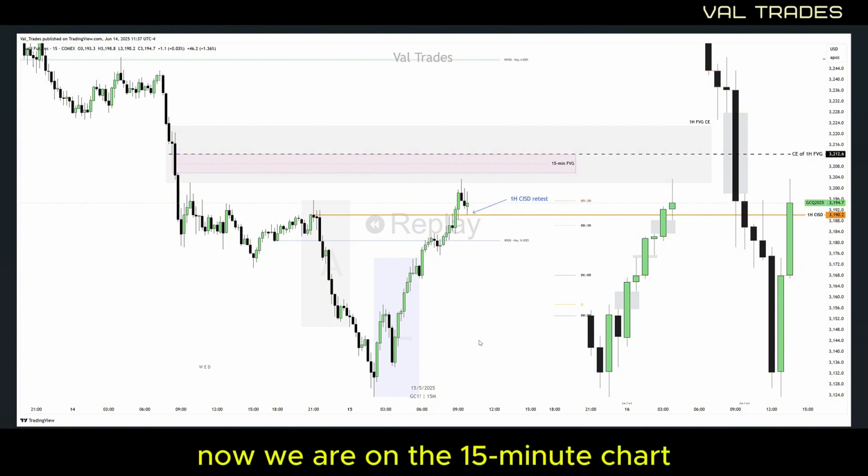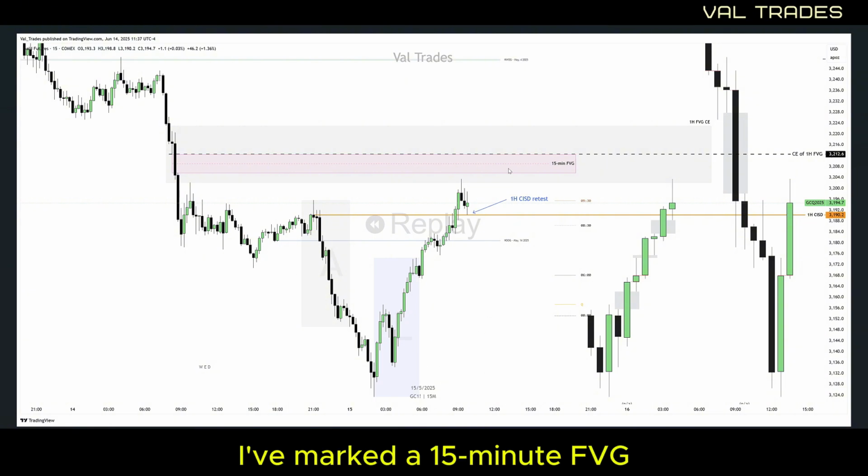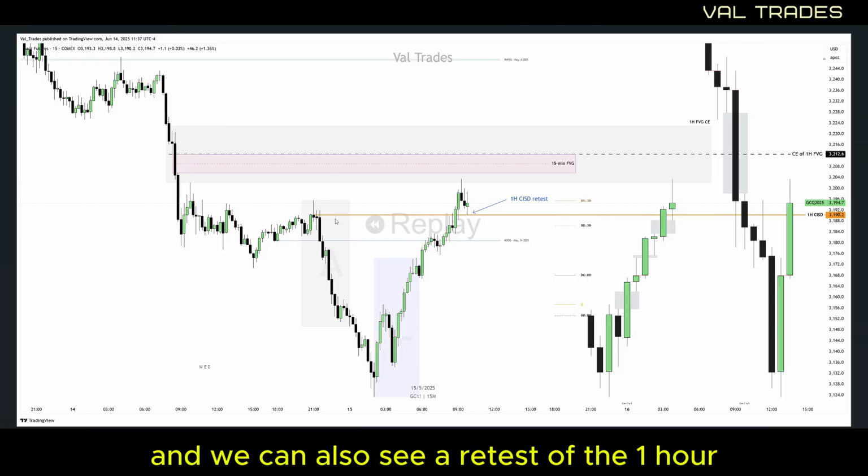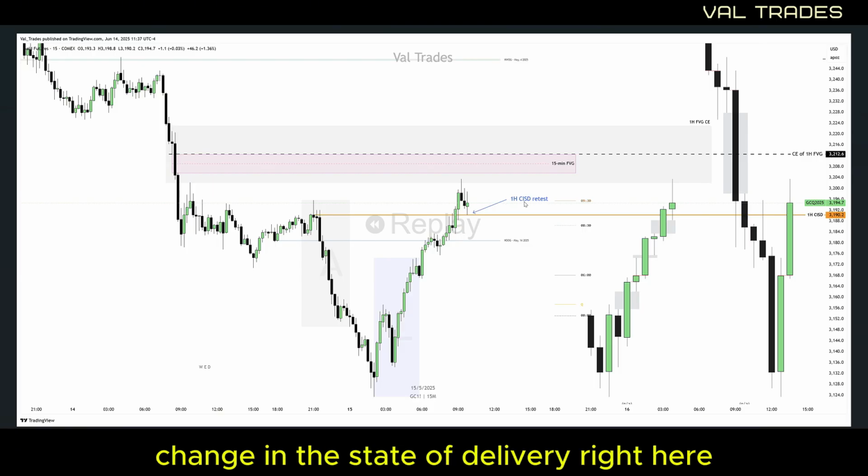Now, we are on the 15-minute chart. I've marked a 15-minute FVG, which overlaps with the 1-hour FVG that we just saw. And we can also see a retest of the 1-hour change in the state of delivery right here.